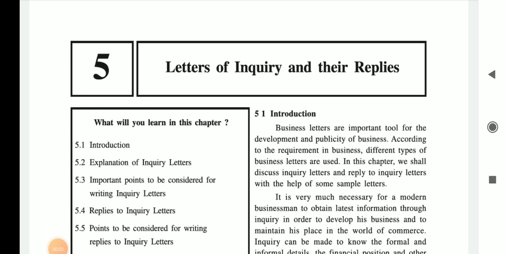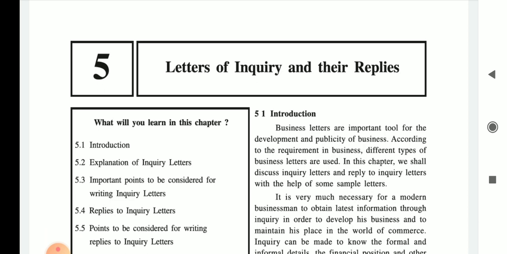Hello, good morning, friends. Today we are going to start our next chapter, that is of letters of inquiry and their replies. You might question why chapter 5 is directly started.